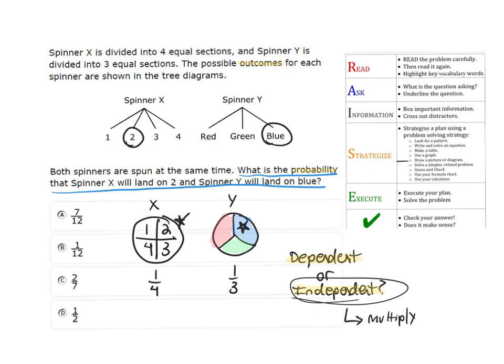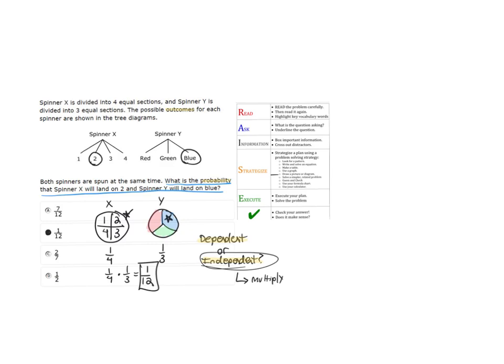So I figured out what I need to do. I need to multiply 1/4 times 1/3. So let's do that. I'm going to multiply my numerators and multiply my denominators, and that gives me 1/12. There we go, and that's answer choice B. So this is one strategy you could use to solve this problem. Let me show you another one, and this other strategy might actually help us check our work here.